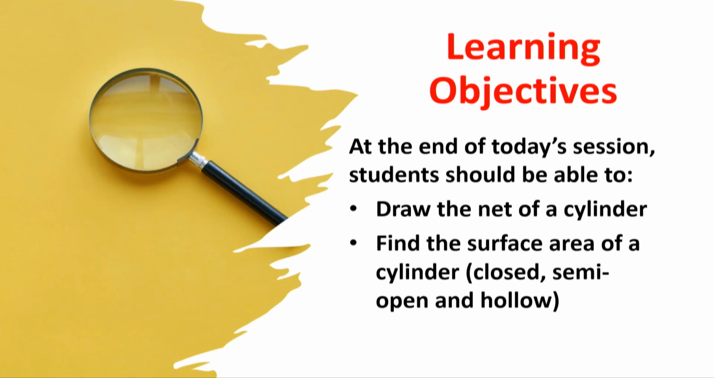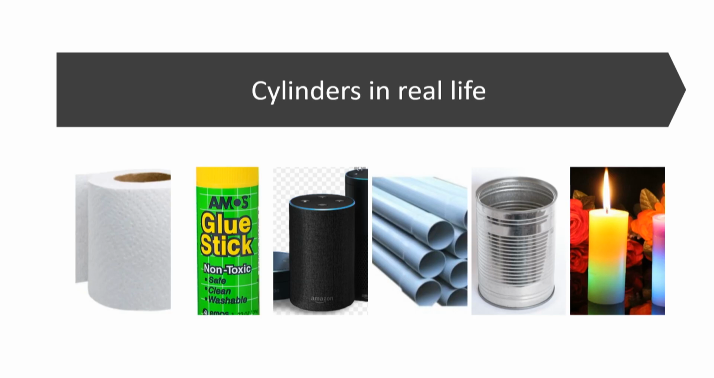The learning objectives for today's lesson are to draw the net of a cylinder and to find the surface area of a cylinder. So let us start with cylinders in real life. As you can see, there are different examples of cylinders in our real life. You can see a glue stick, the roll of a tissue paper, cans, candles, pipes, and so on. So these are examples of cylinders in real life.